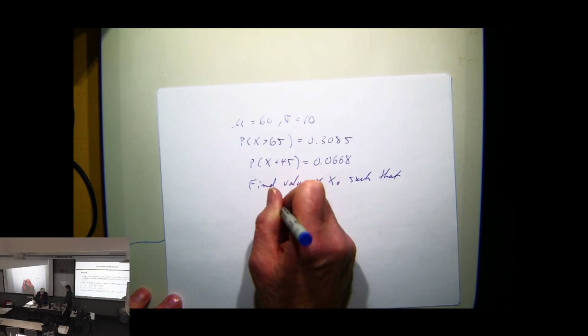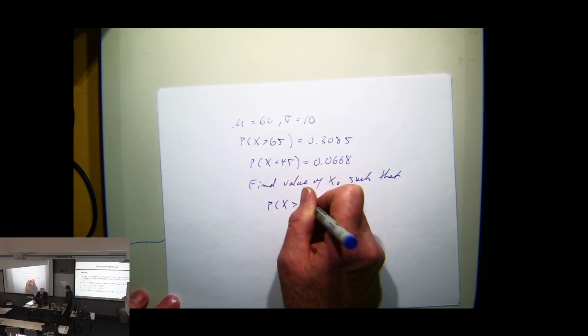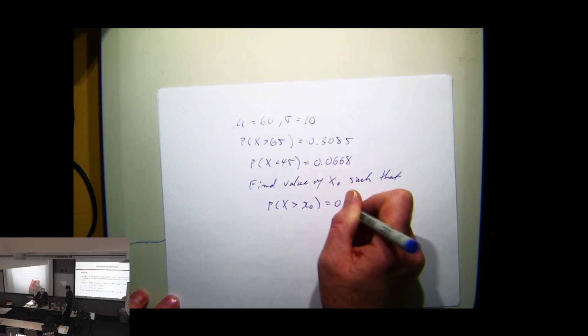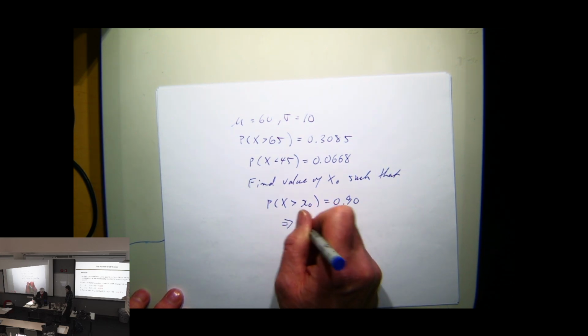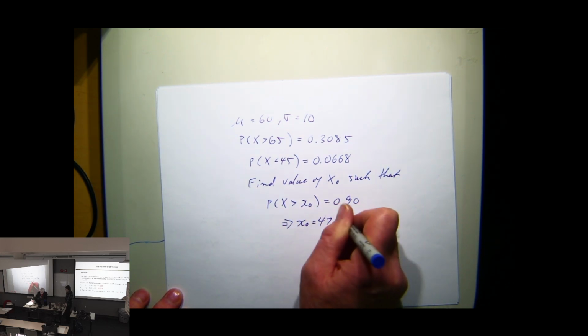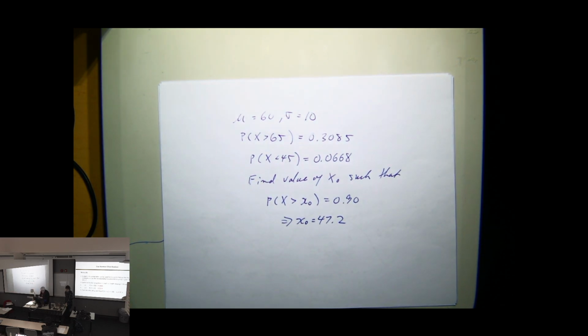Such that the probability x is greater than x naught equals 0.90, and we solved that, it turned out to be x naught equals 47.2. So we worked those out with our tables, doing this by hand. And now what I want to do is try this with this online calculator at StatTrek.